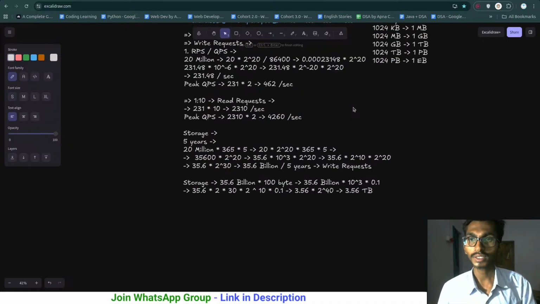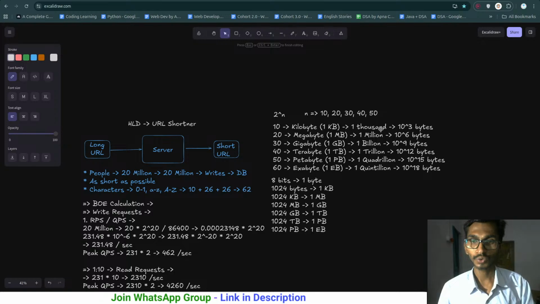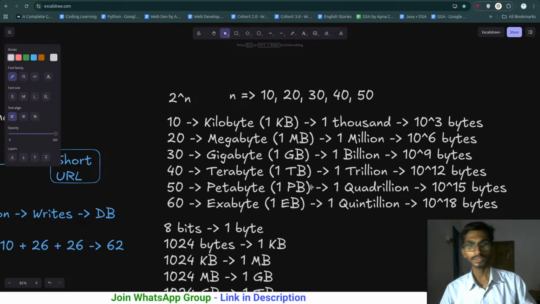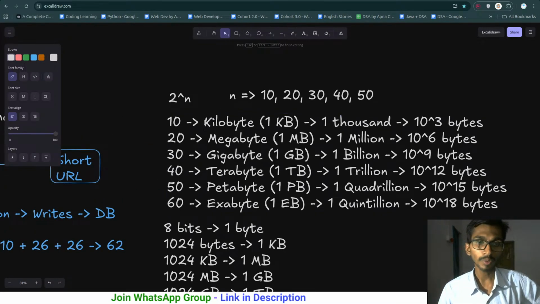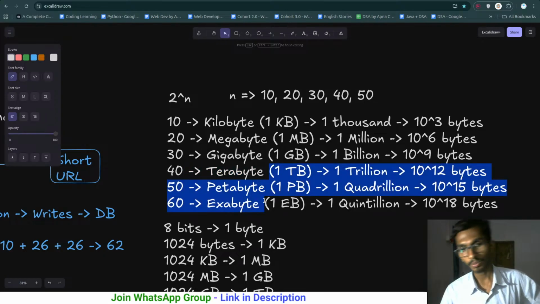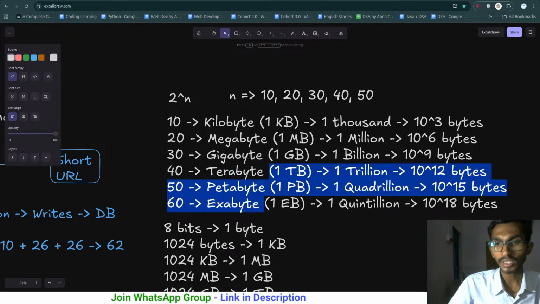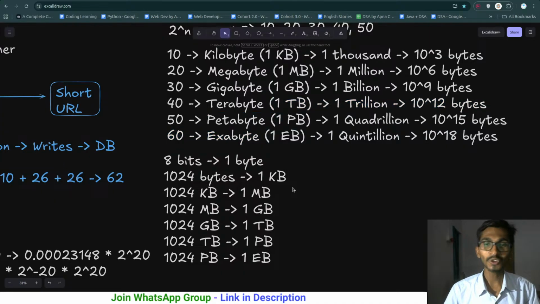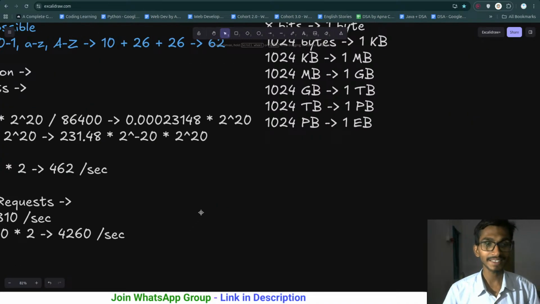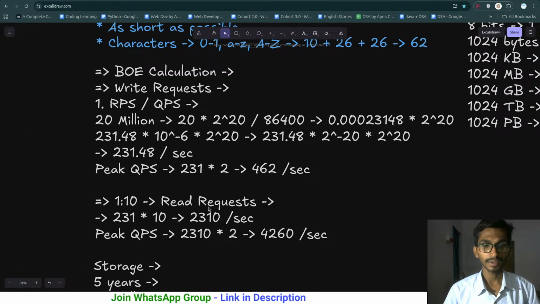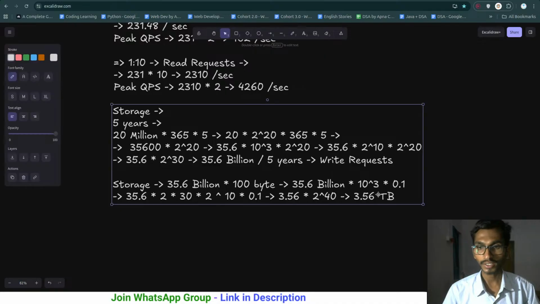Coming back to this really matters a lot. As you keep working on this, it will be there in your mind. 2 to the power 10, 20, megabyte, gigabyte, terabyte, then we have petabyte, then we have exabyte. It just simply keeps going on, and the more you work on it, the easier it will get for you. And that is it. We've done the calculation as well.